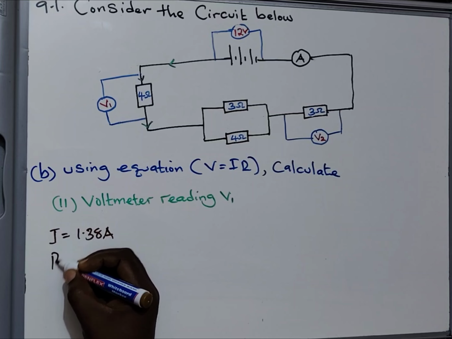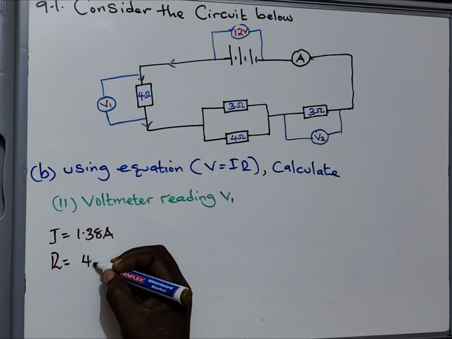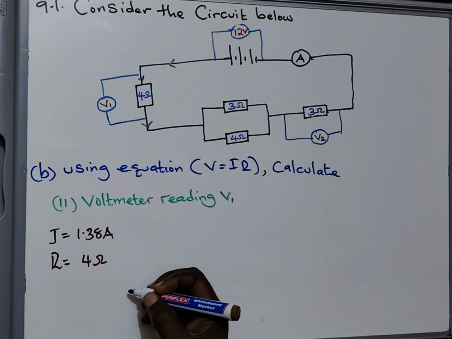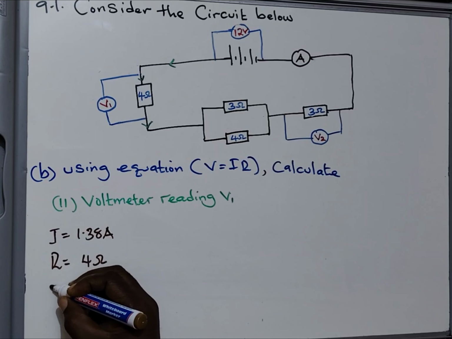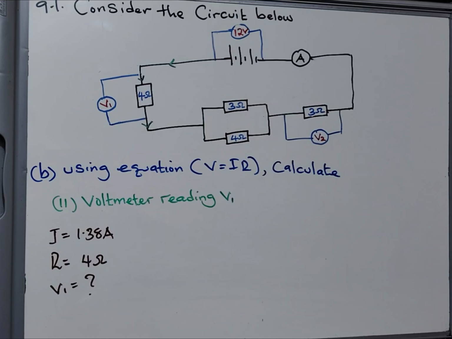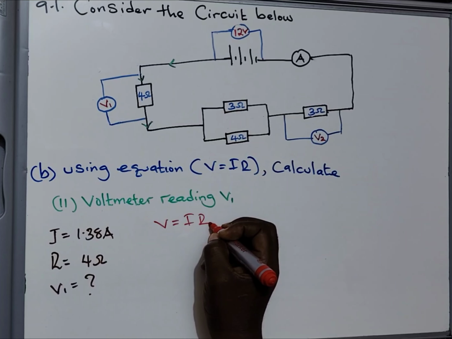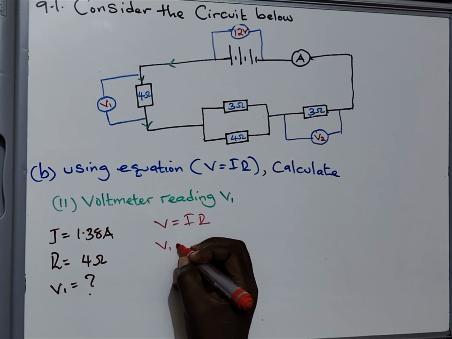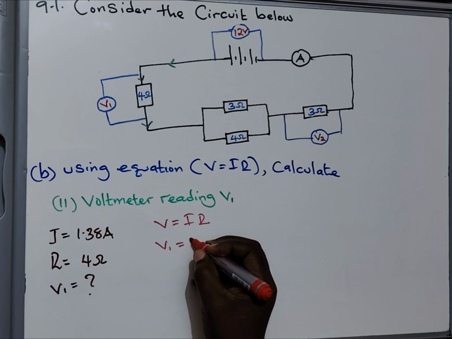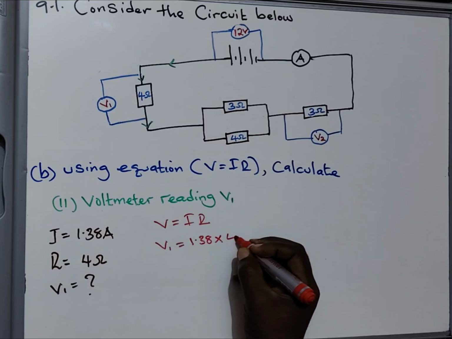What else do we know? We know the resistor we are concerned with. It is the 4 ohm resistor. And we are calculating V1. So with that information, what do we do? We use the equation V is equal to IR, where V1 in this case is equal to I, which is 1.38, times R, which is 4.